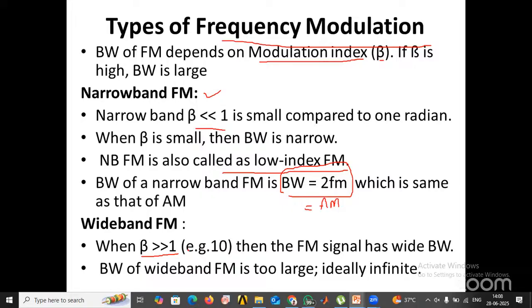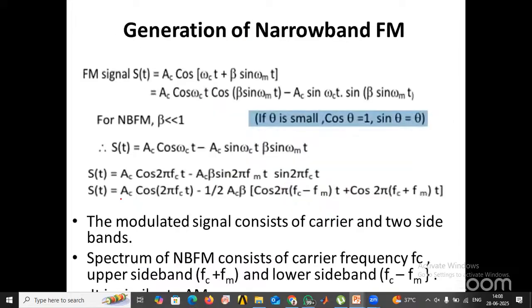For wideband FM, it requires very wide bandwidth, and theoretically, the bandwidth required for wideband FM is approximately infinite because it has a number of sidebands, which is going to be discussed right now. So this is the mathematical background for the generation of narrowband FM.